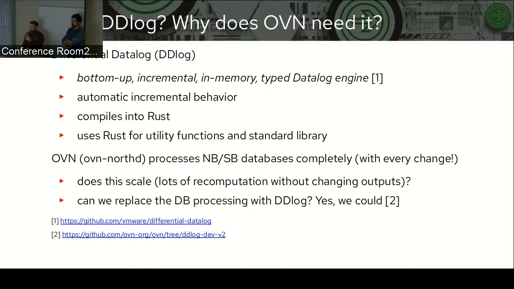As far as the details of the language go, it actually compiles into Rust, and it uses Rust for its standard library as well as any utility functions that it uses.